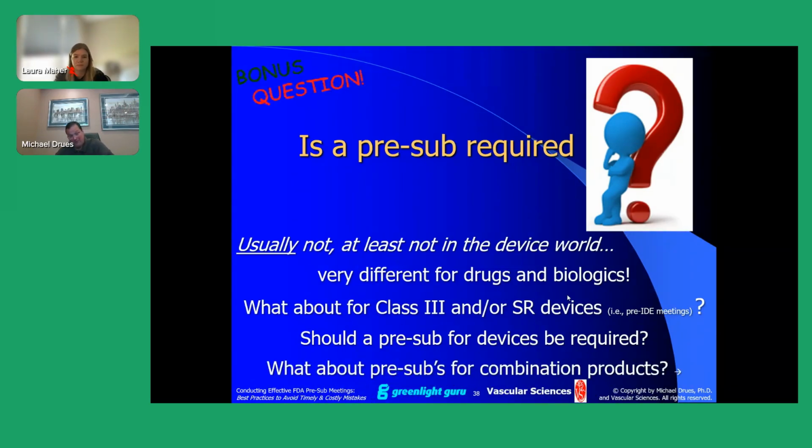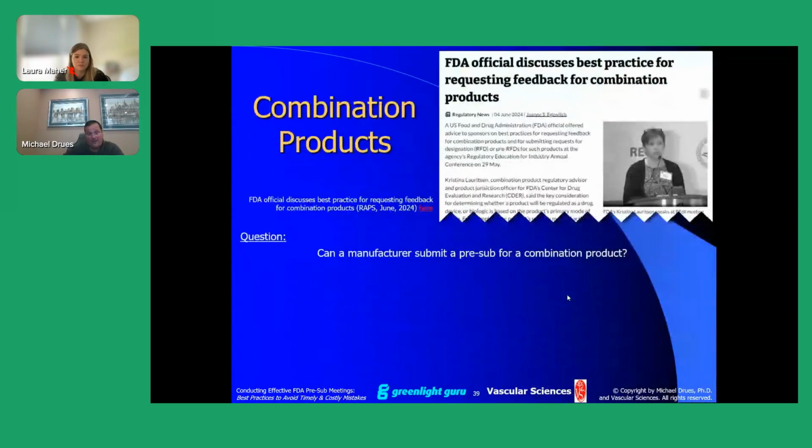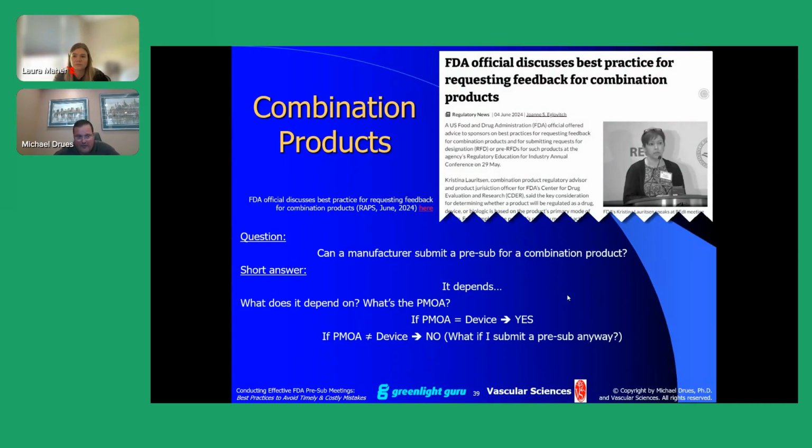And what about pre-subs for combination products? Now we're going to take this up a notch. And by the way, this was just published by RAPS a couple of days ago when we're doing this recording today. Can a manufacturer submit a pre-sub for a combination product? Well, the short answer to every question in regulatory affairs is it depends. What does it depend on? It depends on its primary mode of action, or PMOA.